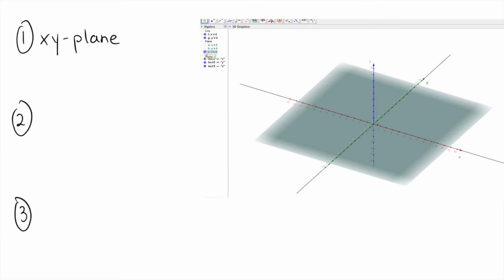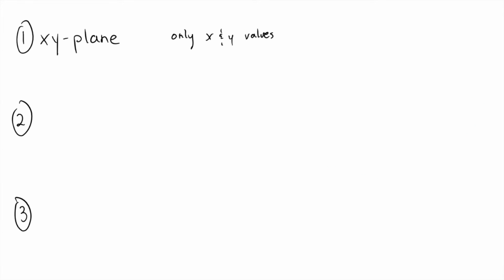The first is the xy plane. That's a place where points only have x and y values. And in this plane, points can be written then as x, y, 0. Because they don't have a z coordinate, we would just represent it as being a value 0.